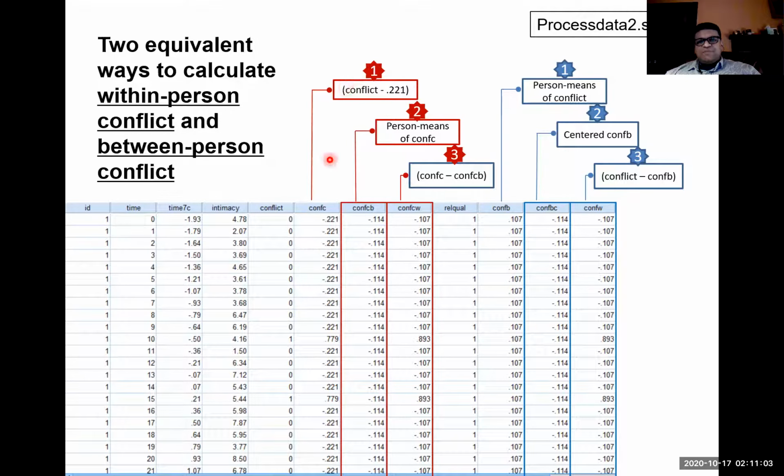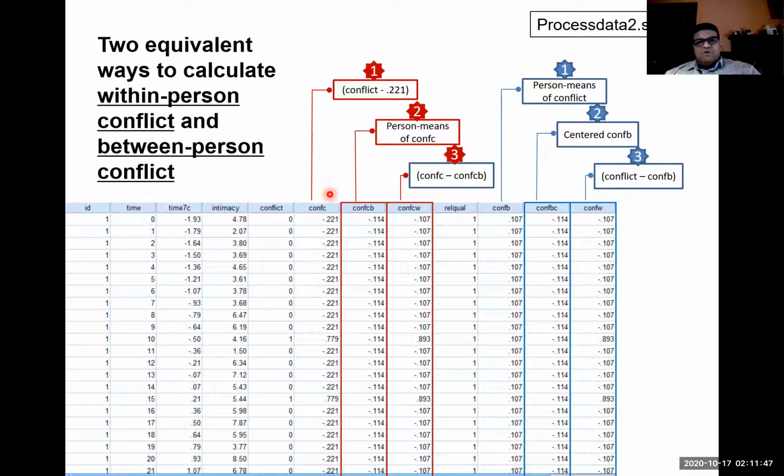And so the first step here is to do grand mean centering by calculating that single mean, that grand mean across all days and all people, and subtracting it from conflict. And then this is what we get, right? We end up with the zero conflict days being negative 0.221, and the conflict days being 0.779. Now, the difference between those two is still 1 unit, but because this variable is centered, it looks a little funny in this way, but it's still a 1 unit difference between a no conflict day and a conflict day.